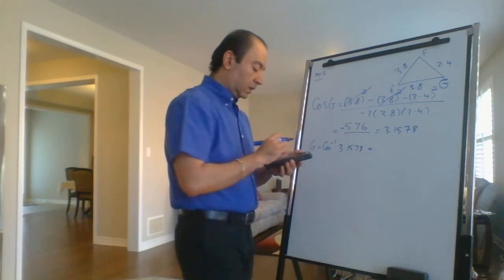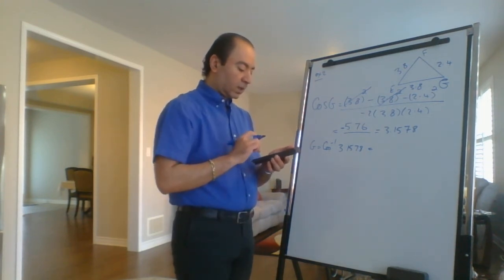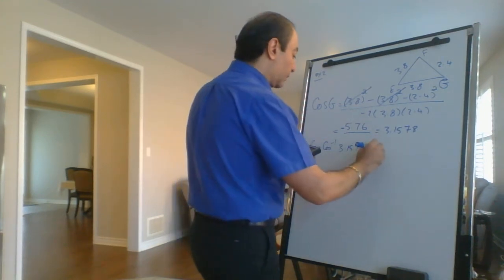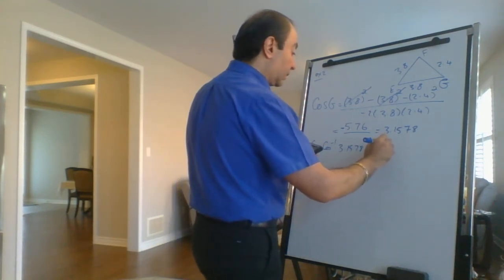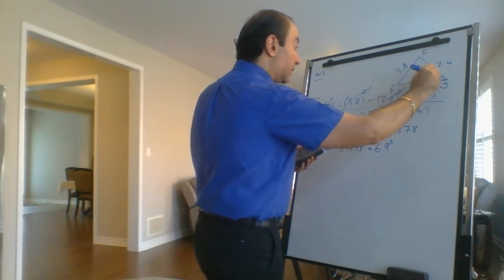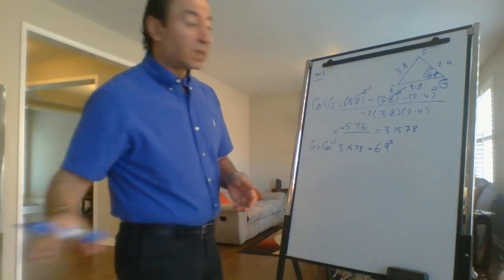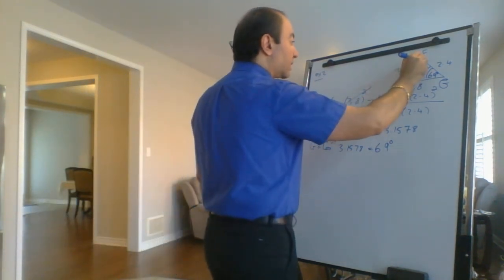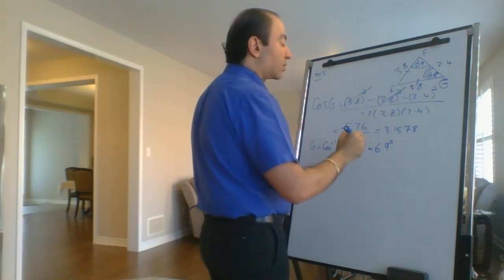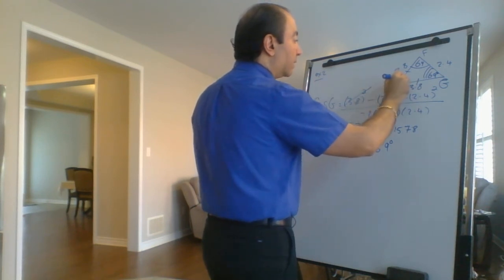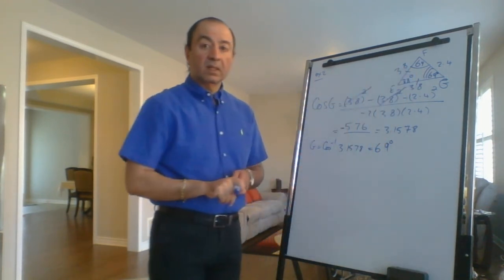So we just do cosine inverse. The measurement of this angle is 69 degrees. That's what we found now. And if this is 69 degrees, this also will be 69 degrees because it is an isosceles triangle. And this will be 38 degrees in here. And this is how we solve that.